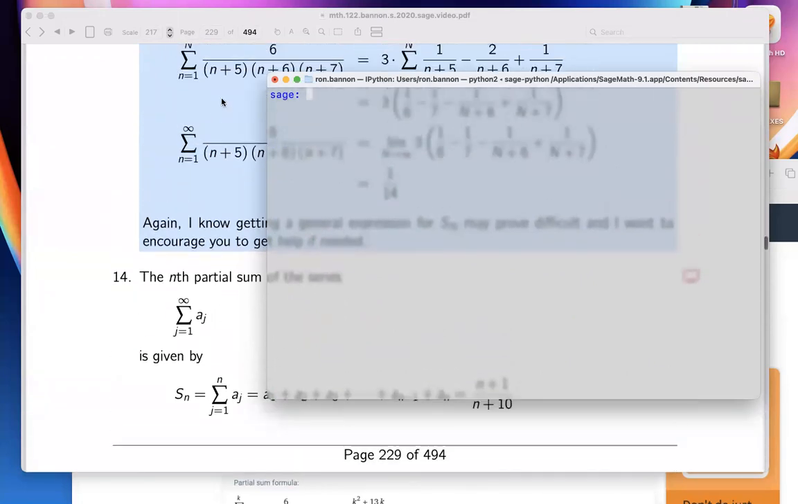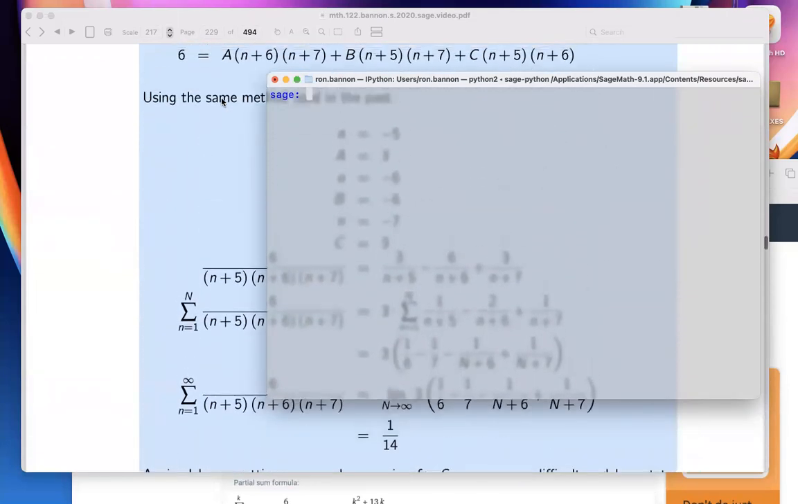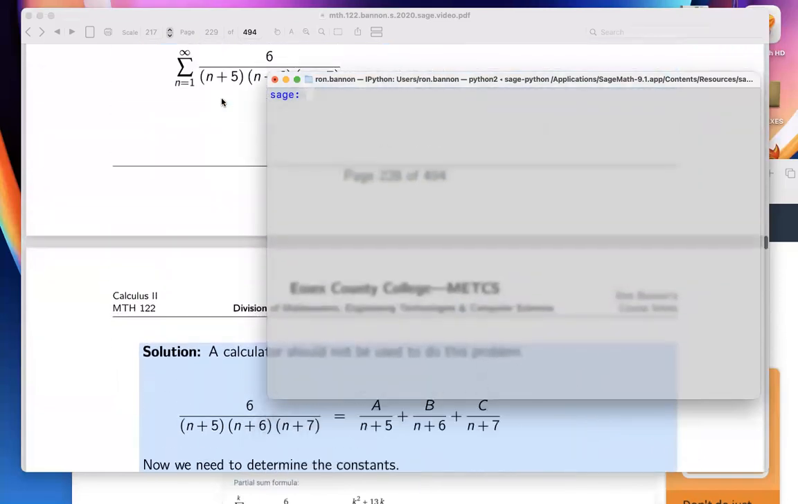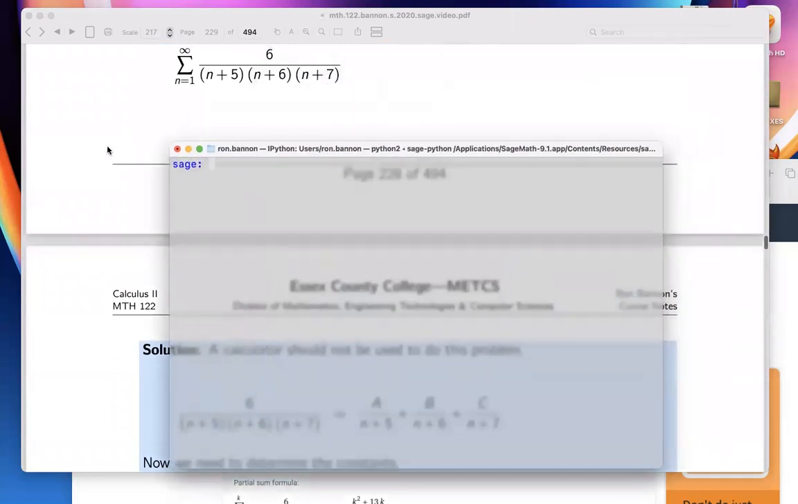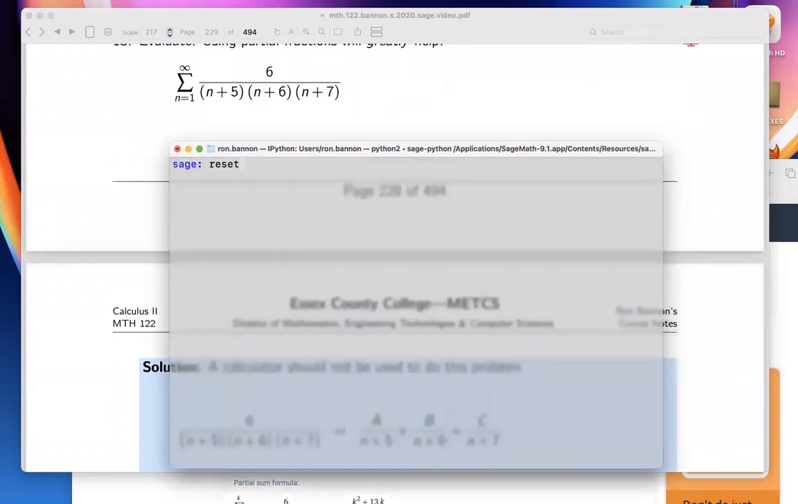What I want to do is see if I can remember what I did for this problem over here. So reset. I'm going to say n is a variable. I think I'm going to define another variable. N is a variable. And let me just see if I can remember.